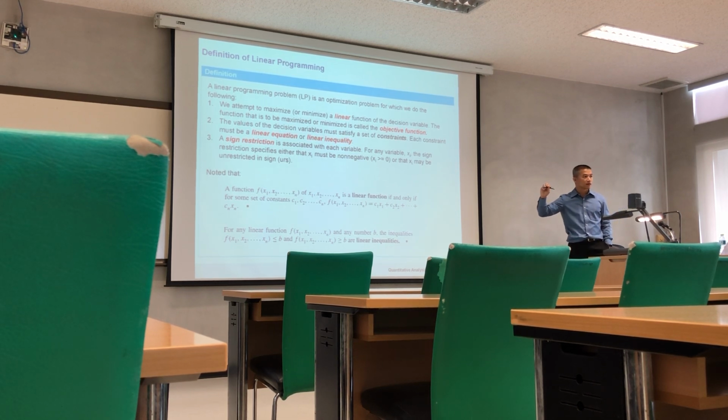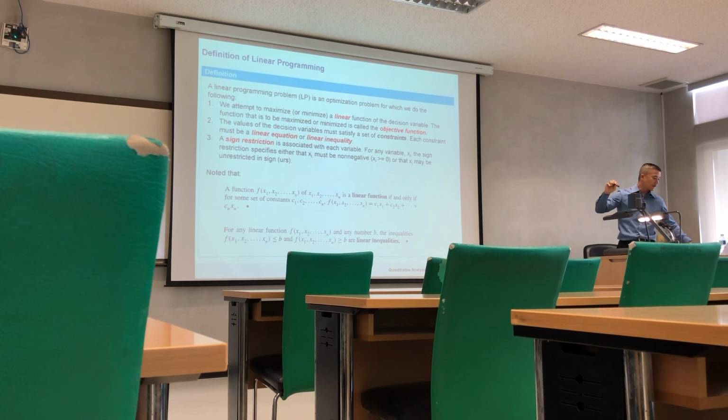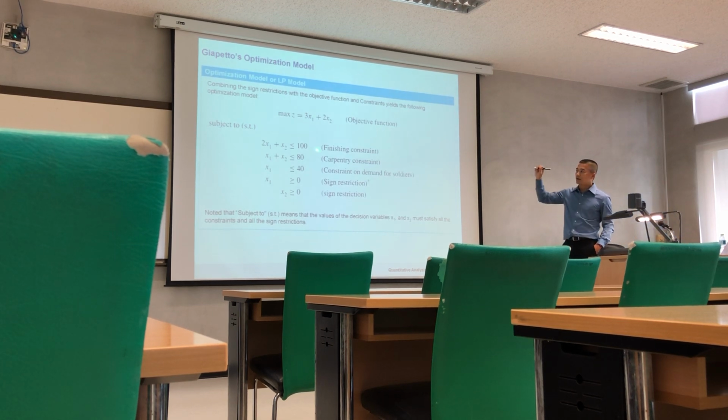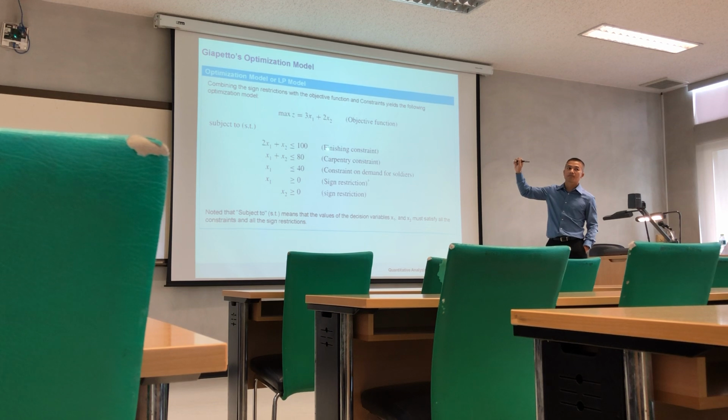What is the difference between a linear equation and a linear inequality? What kind of constraint is this? It's linear, yes, because the decision variables x1 and x2 have a degree of 1, right? And it is a linear inequality because of this sign. If this side were equal to, that's a linear equality.